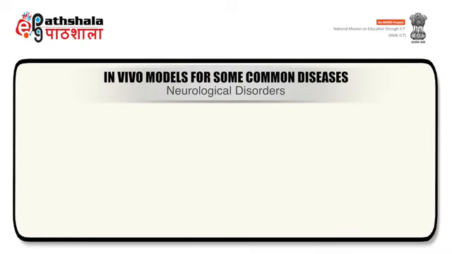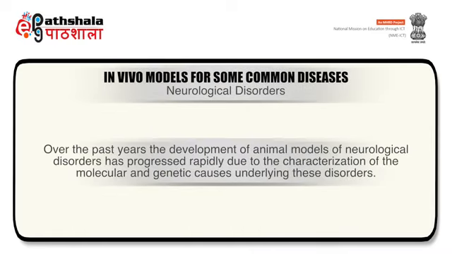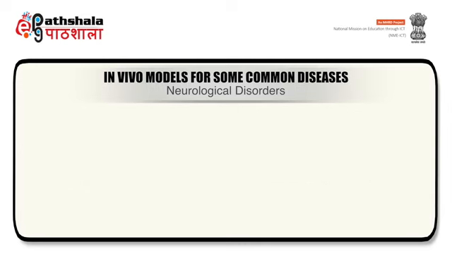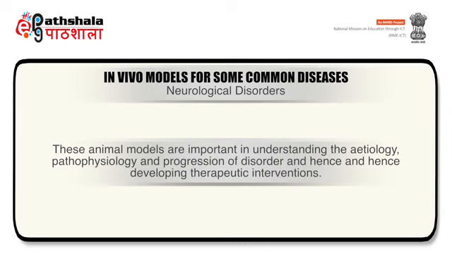The next are the neurological disorders. Over the past years, the development of animal models of neurological disorders has progressed rapidly due to the characterization of the molecular and genetic causes underlying these disorders. These animal models range from interventional models, including xenograft, neurotoxic or mechanical lesion models, to knockout and transgenic models. The animal models are important in understanding the etiology, pathophysiology and progression of disorders and hence developing therapeutic interventions.